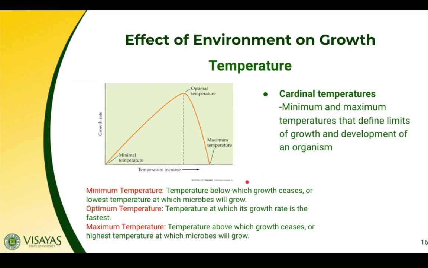Okay, so again, this is a representation of the temperature requirement for microorganisms, and you will find here the minimum temperature, optimum temperature, and maximum temperature. The minimum temperature is the temperature below which growth ceases, or the lowest temperature at which microbes will grow. Optimum temperature is the temperature at which its growth rate is the fastest, while maximum temperature is the temperature above which growth ceases, or the highest temperature at which microbes will grow. So these are the definitions of these different cardinal temperatures.